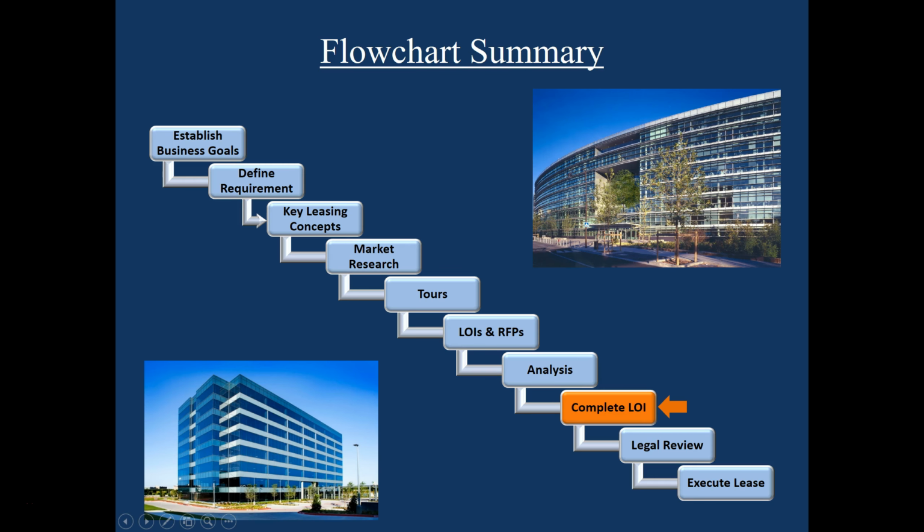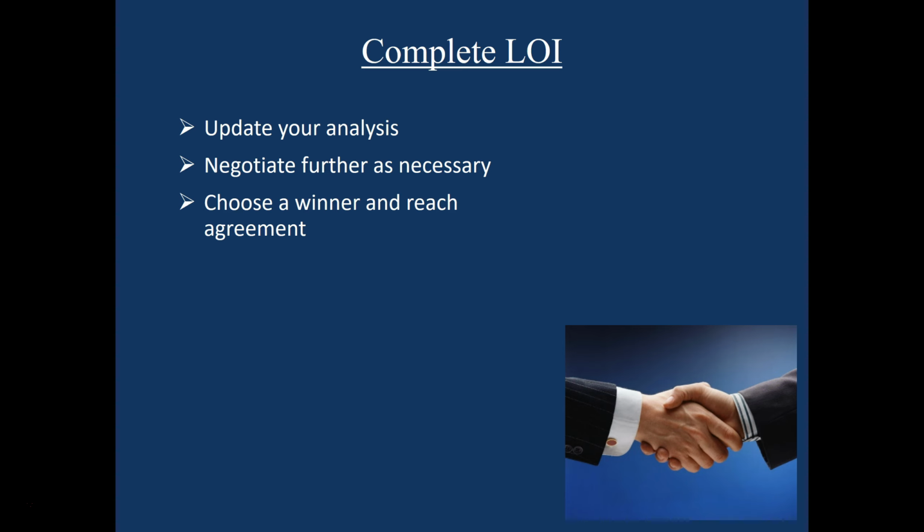The next step is to conclude your negotiations and come to an agreement on basic terms. That means you will need to have a completed LOI. Make sure all your analysis is updated. The terms of the deal will change as you go through a negotiation, and sometimes people forget to keep their spreadsheets and other forms up to date, especially if they're pursuing multiple properties at the same time. And don't be afraid to negotiate a little more to get the best deal possible. When you're satisfied that you've done that, then it's time to choose a winner and reach a final agreement.